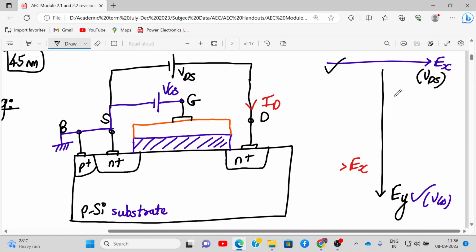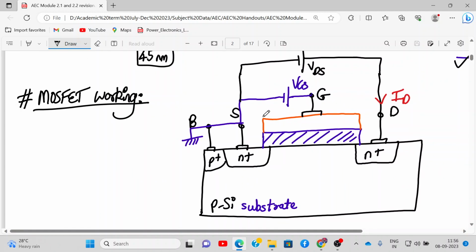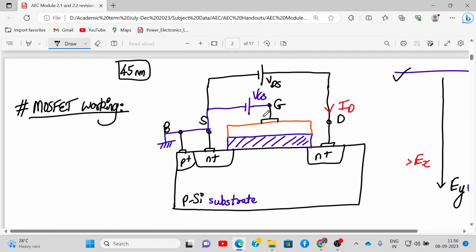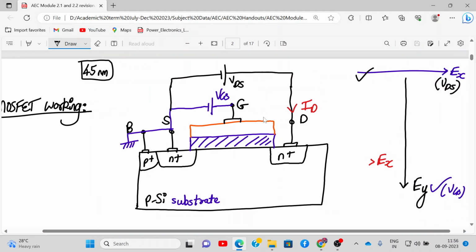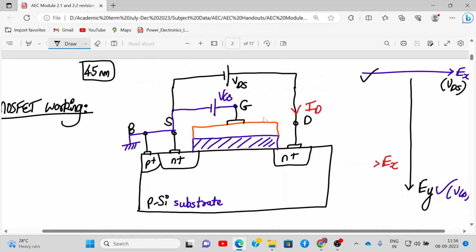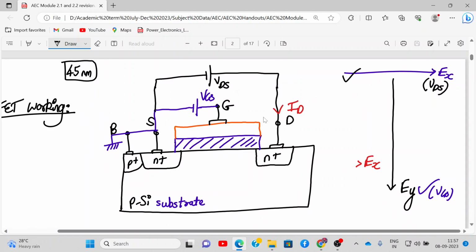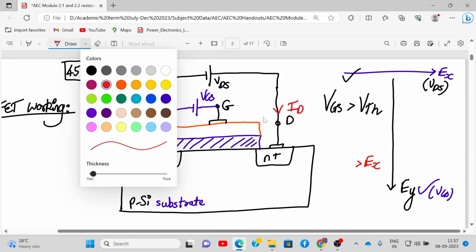Okay, now listen carefully. Now we'll slowly go into the working of it. There is a particular voltage at which this device turns on. This voltage is called threshold voltage, VTH: VGS should be greater than VTH. So write down, this is threshold voltage.